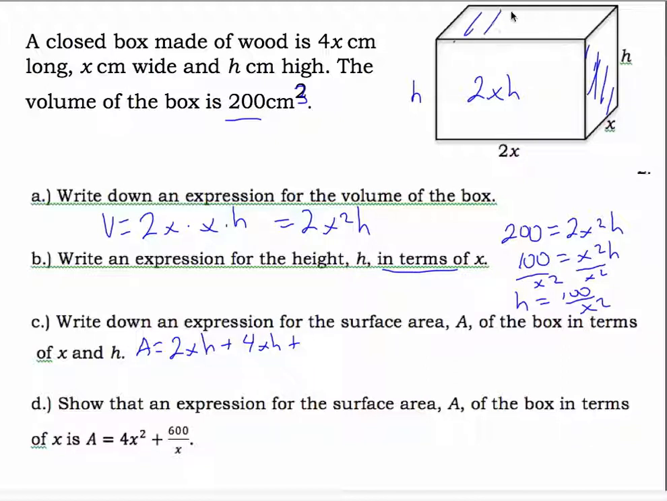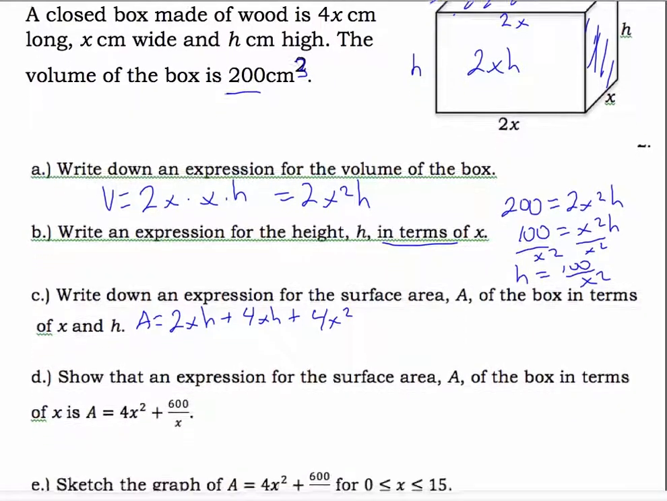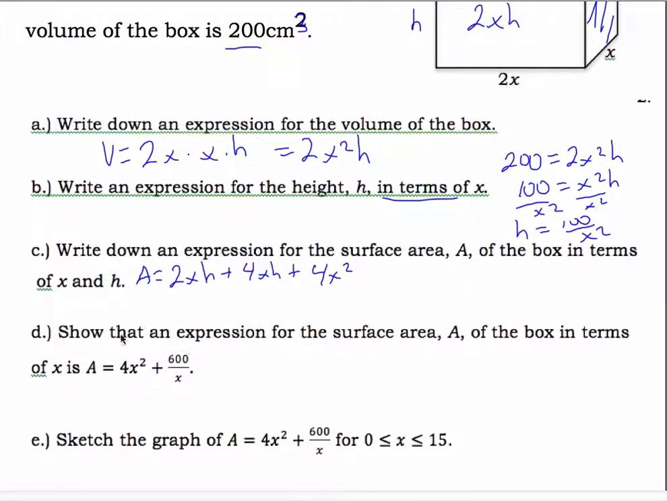And this thing on the top here, well, this is x and this is 2x, so this face is x times 2x, which is 2x squared. There's one on the top and the bottom, so it's 4x squared. Okay, now we want this whole surface area in terms of x and h, yes, okay, so that's what we've done. Now we're going to show that the expression for the surface area can be written like this, which is just in terms of x.